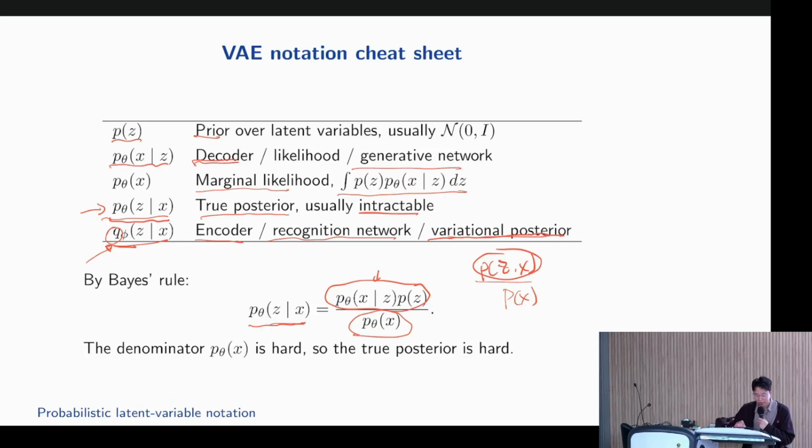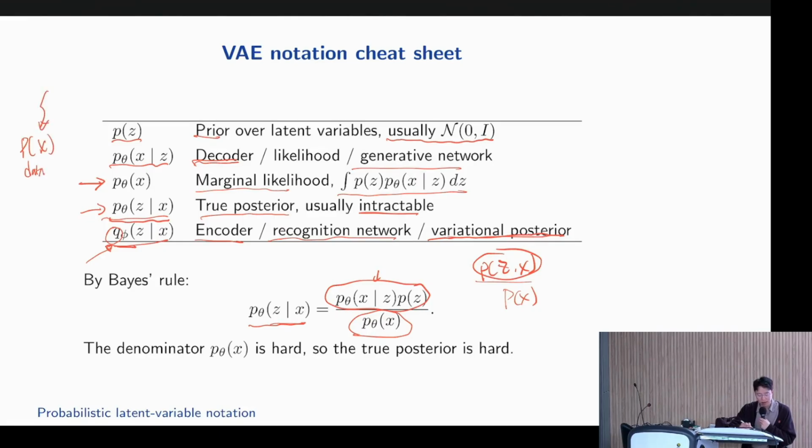So first off, P of Z is what we design. It's our design choice of what we want to sample from during inference. The mostly used choice is standard normal distribution or uniform distribution. And we had this encoder and decoder. So P of X given Z is a decoder network, and P theta of X is how we're going to approximate the true data distribution, P data of X.